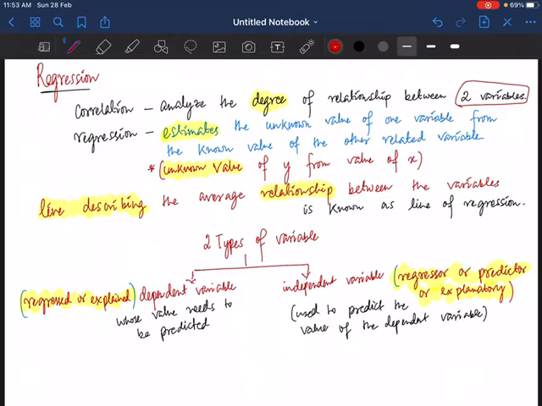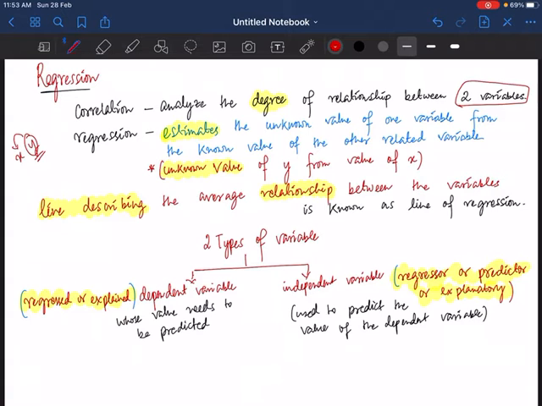Now regression means what? Suppose we have two variables x and y, and we need to find the value of y with the help of a given value of x. So regression estimates the unknown value of one variable from the known value of another related variable. So first thing, x and y have to be related. The unknown value of y from a known value of x, that's what regression is all about.